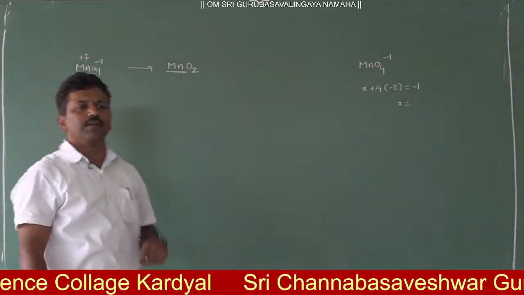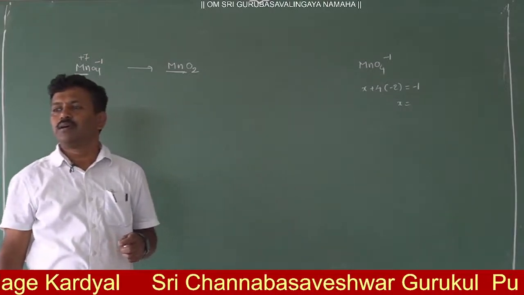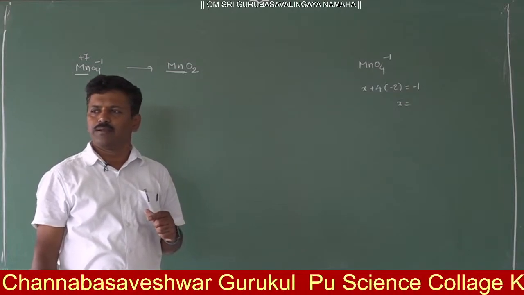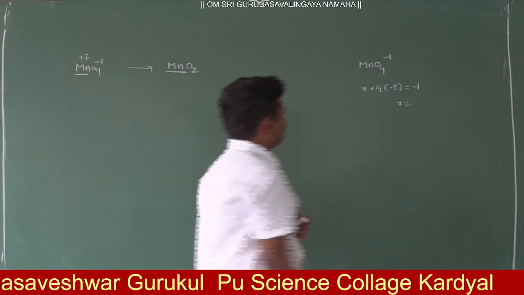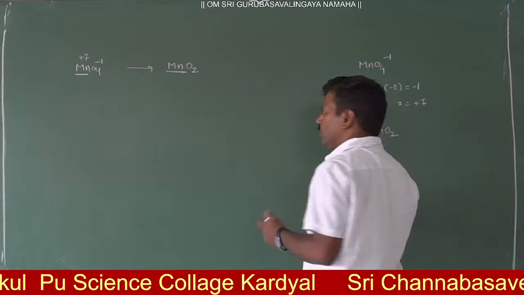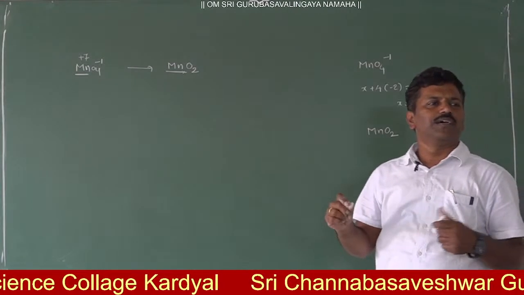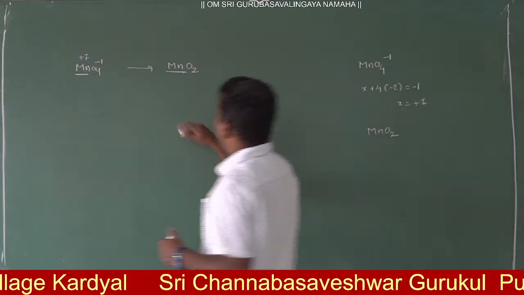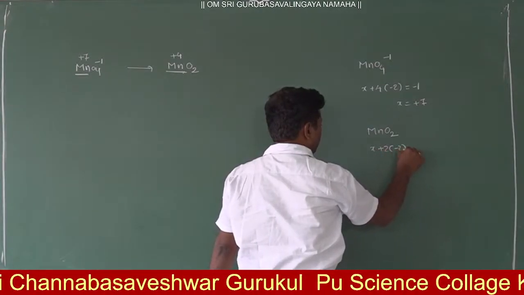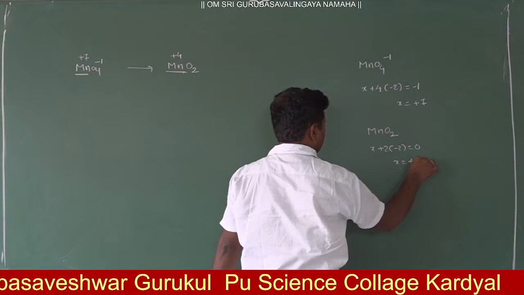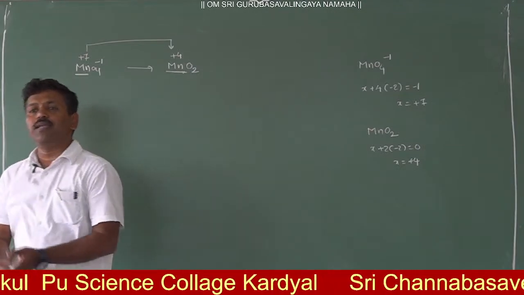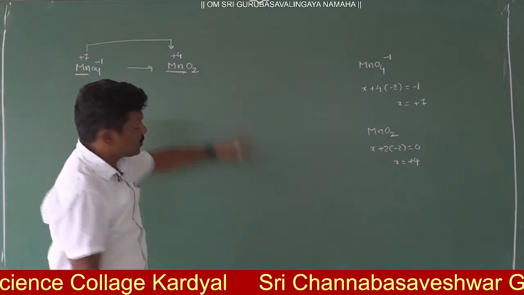Now MnO2, the Mn oxidation state. Plus 4. You have to say plus 4. No doubt it is plus 4. MnO2: X plus 2 into minus 2 is equal to 0. X is equal to plus 4. Sir, plus 7 to plus 4. Mn is changing from plus 7 to plus 4.